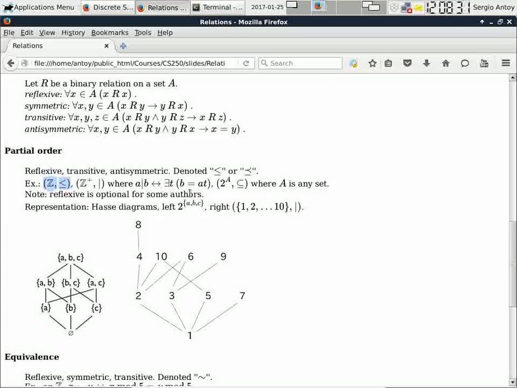So, last example. Last example is that you have a set A, and you consider 2 to the A with the operation inclusion. You remember what this 2 to the A is? Power set. Very good. Should we make an example?